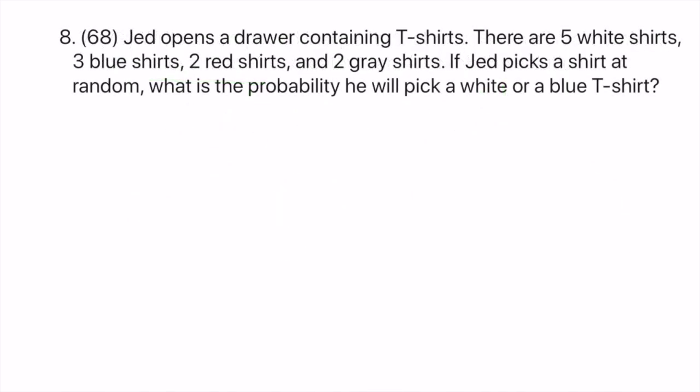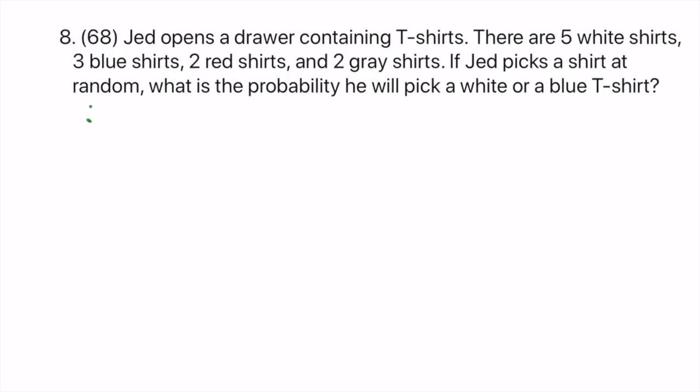Number 8 is from lesson 68. It says, Jed opens a drawer containing t-shirts. There are 5 white shirts, 3 blue shirts, 2 red shirts, and 2 gray shirts. If Jed picks a shirt at random, what is the probability he will pick a white or a blue shirt? So first, let's see how many total shirts there are.